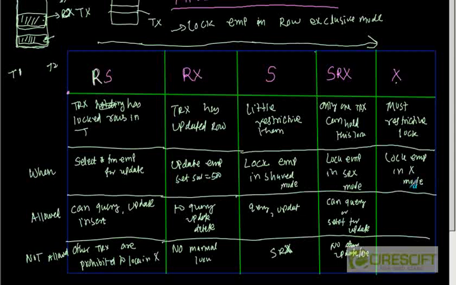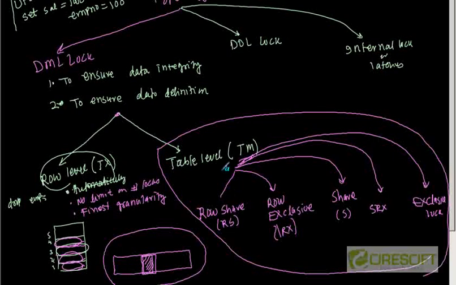And if this lock is there, other transactions can only query and are not allowed any DML statement here. Any DML statement is not allowed. So other transactions cannot do any DML statement. Okay, so this is all about the different types of table lock, and in this topic we completely discussed all these DML locks.